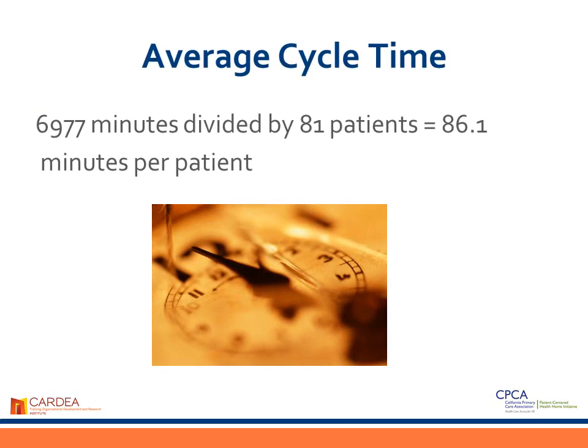The next step is to divide the total minutes, 6,977, by the 81 patients, and you come up with an average cycle time of 86.1 minutes per patient. So your average patient visit lasts almost an hour and a half. If this were your site, what would you think? Satisfied, or would you want to try and move your patients through more quickly?